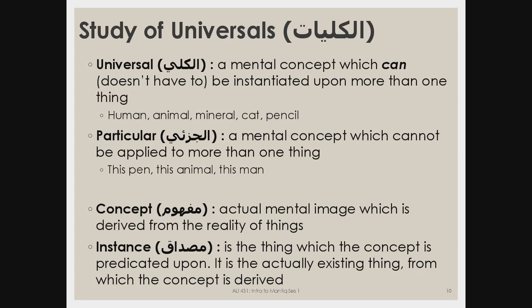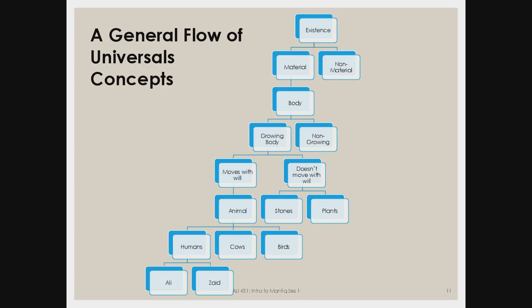Okay, these terms are important to learn because these terms are usually used in books. And when they're used, you should know what they mean. This is what it means. Especially mafhum and misdaq and kulli, these are used a lot in many of our books. Okay, this again is also not so important. It was just an example to show how universals work, right?